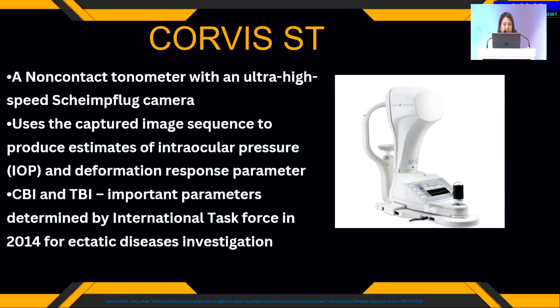Coming to the Corvis ST, it's a non-contact tonometer. It uses the Scheimpflug principle to measure and calculate the various parameters that are involved. The two most important parameters are the corneal biomechanical index and the topographic biomechanical index. Moreover, it is a very rapid method of measurement, around 140 scans in 31 milliseconds only. And now we have more and more studies coming up on Corvis ST and its correlation to that of refractive surgery.